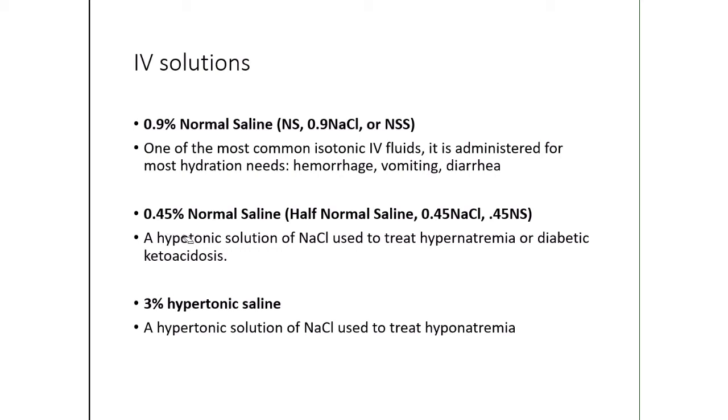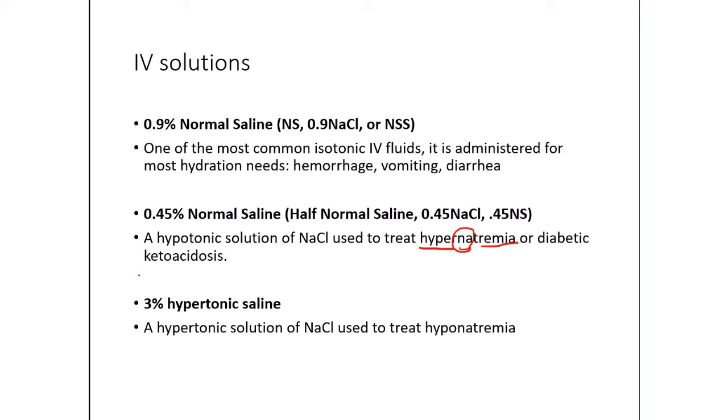On the other hand, we have 0.45%, which is half the concentration of the normal saline, and this would be considered a hypotonic solution. You would want this for patients who are experiencing hypernatremia. Hypernatremia is too much sodium in the blood. If they have too much sodium in the blood, you need to dilute the blood, right? And giving this half normal saline will help you achieve just that. Because if you don't dilute the blood, then the cells might shrink, right? So we just want to re-equilibrate it back to isotonic.